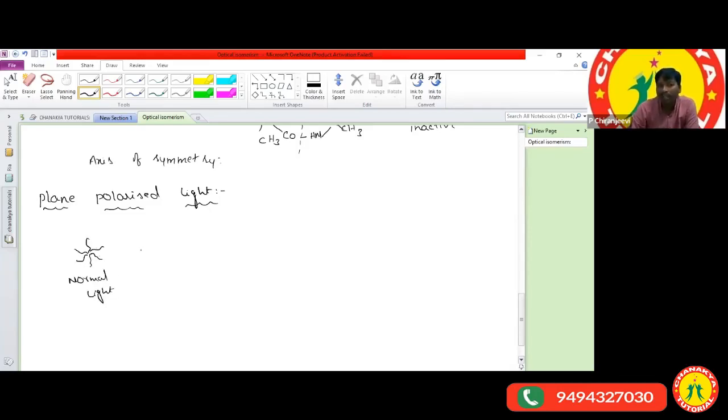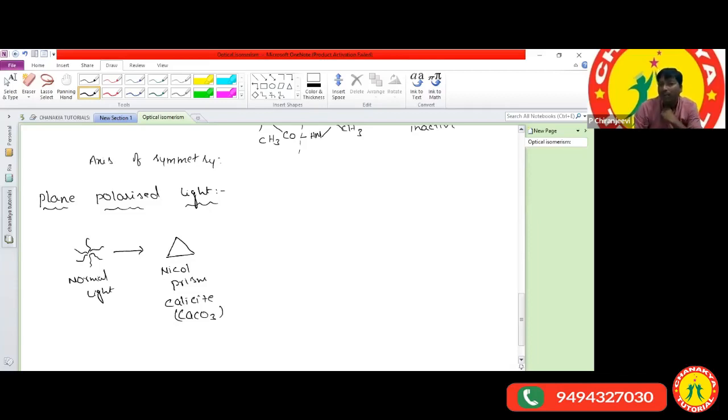When normal light passes through a nicol prism, the nicol prism is made up of calcite. Calcite is nothing but calcium carbonate.